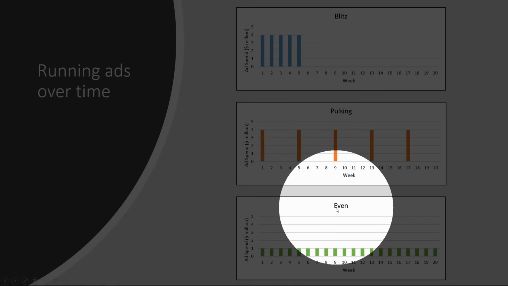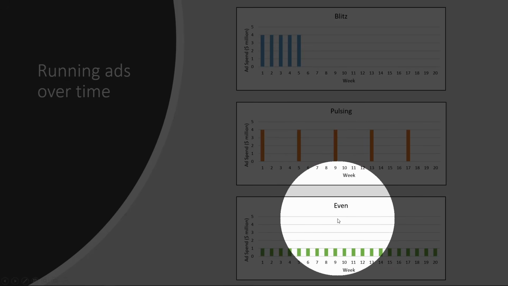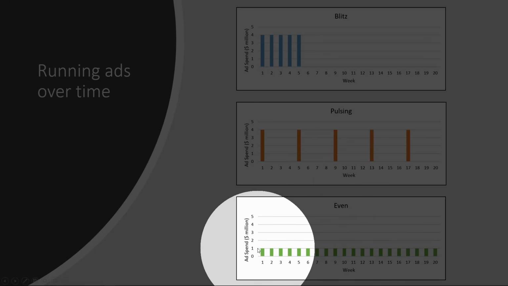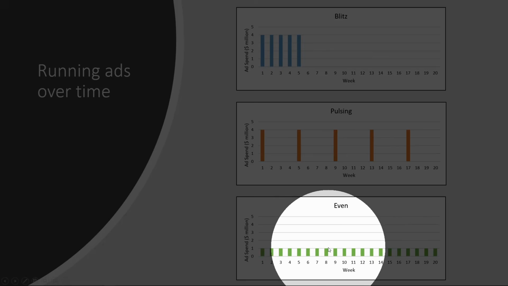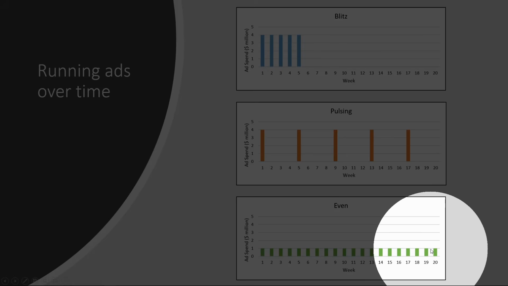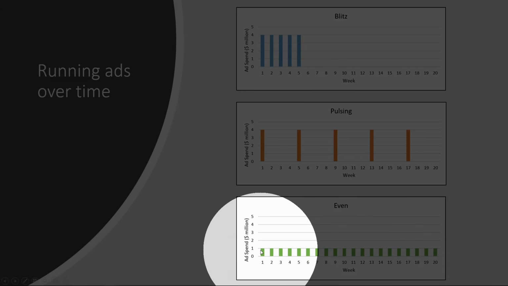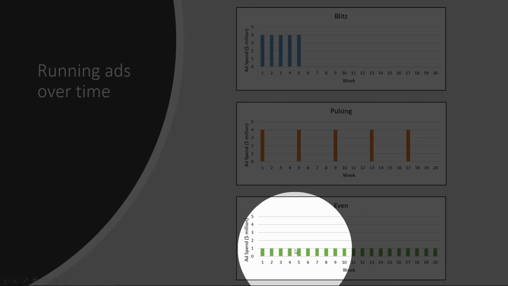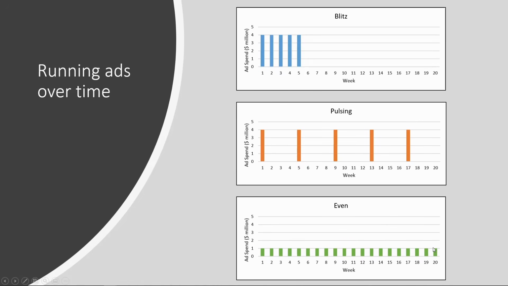And the third way to run advertising is kind of a more constant, slow flow. So that's what we call even. So for even advertising, you run pretty much the same level of advertising intensity. You don't take breaks. You don't concentrate them. So $20 million budget over 20 weeks, we spend $1 million on advertising every week.